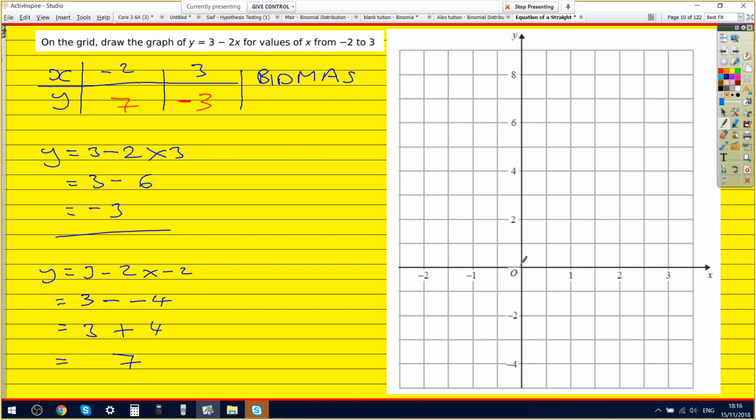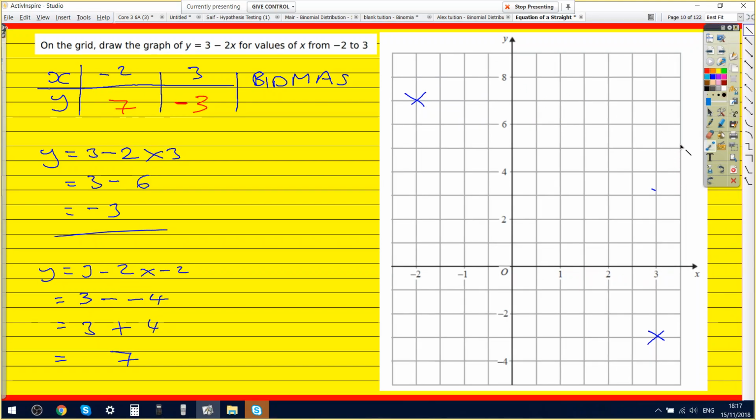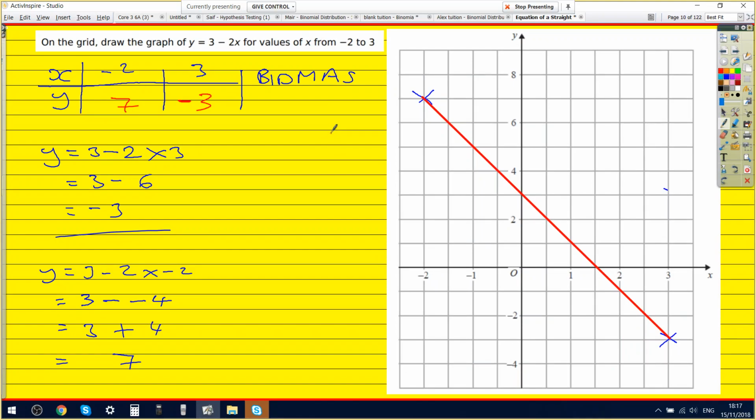Oh, we plot it, so that'd be 3 and -3. Sorry, 3 and -3. And then -2 and 7. And where should it cut through? 3. Yeah. So that's those two joined up, and it goes through 3. Any questions about that? Nah.